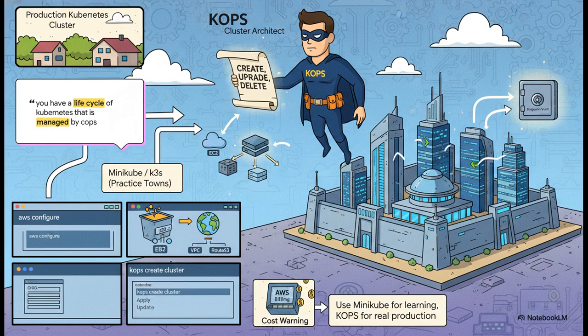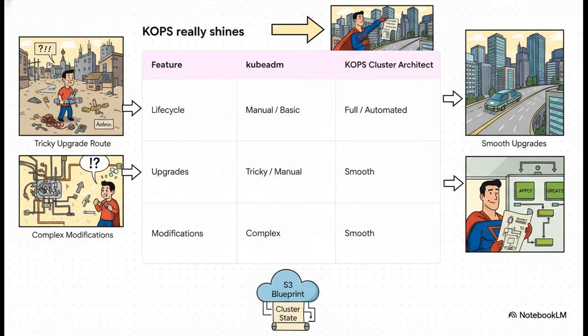It handles the whole shebang from the initial creation and setup of a cluster all the way through those complex upgrades, any changes you need to make, and even deleting it when you're done. And this is where KOPS really shines, especially when you compare it to a more basic tool like kubeadm. Kubeadm is great for getting a cluster started, but what about ongoing management? Things like upgrades? That becomes a very manual and honestly a very tricky process. KOPS was designed from day one to make those kinds of operations smooth and repeatable.